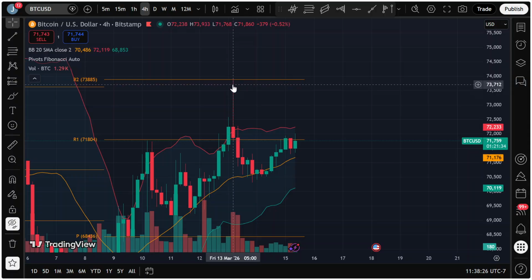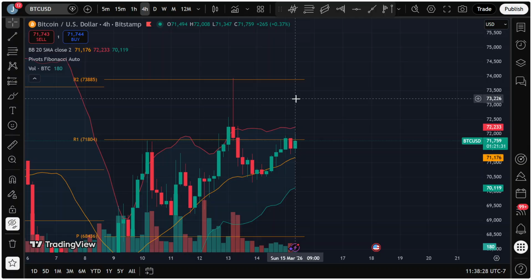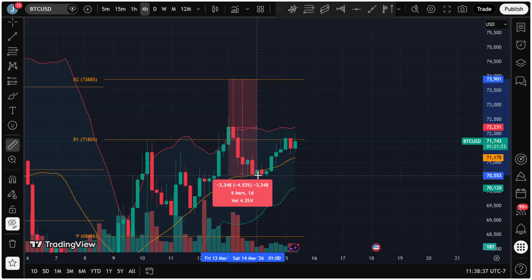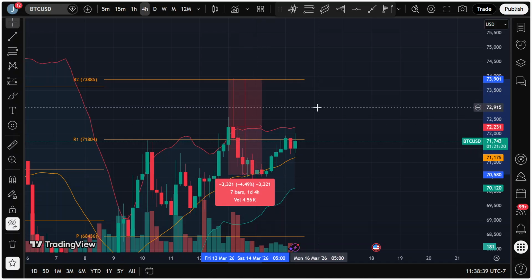So we had another interaction with that 73.8K. Now that's a pretty big wick. So obviously if you were paying close attention to the chart at that time, that's an amazing short trade. Really, really good short trade. 4+% back to the SMA.